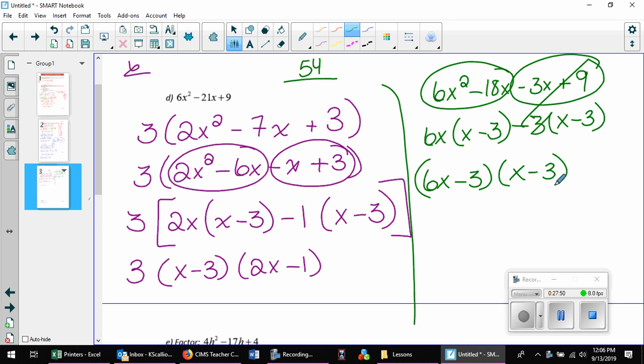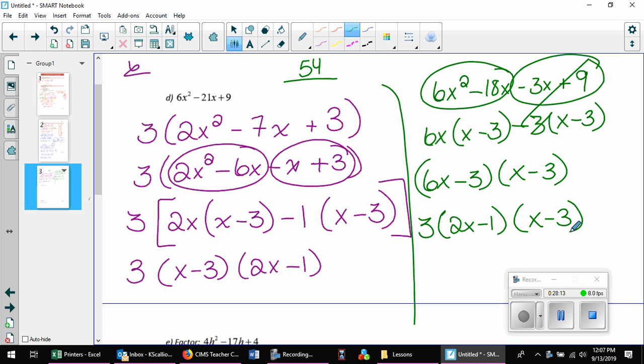This is as factored as I can get. They have nothing in common. I can take ones out until the cows come home. They're all positive ones. But I can take 3 out of here. So this would leave me with 3 times (2x minus 1) times (x minus 3). Exact same answer that I got by common factoring first.